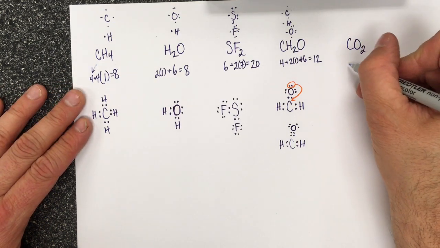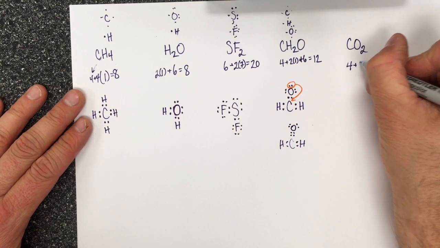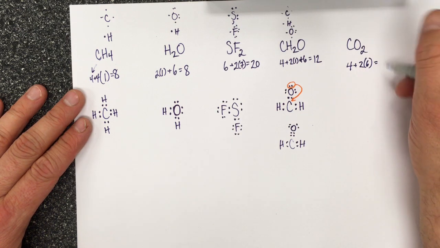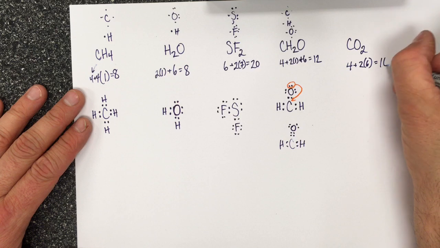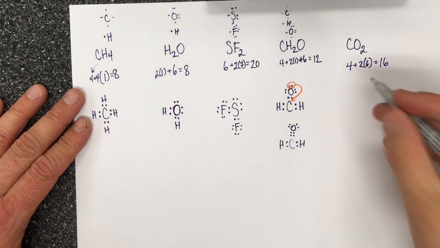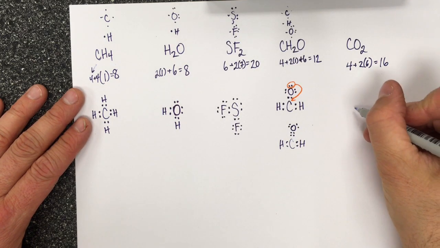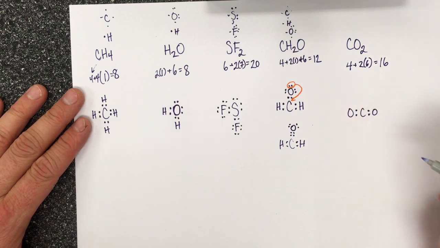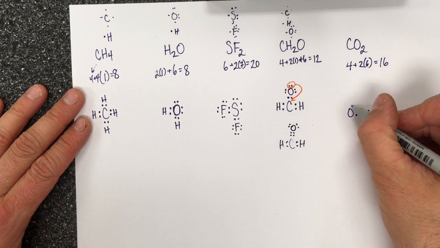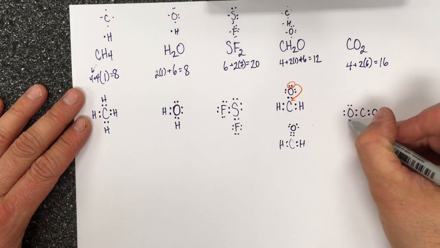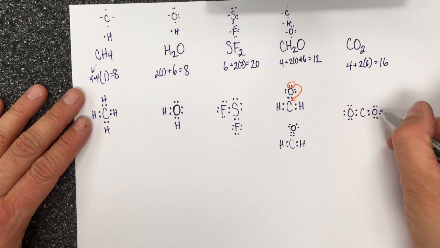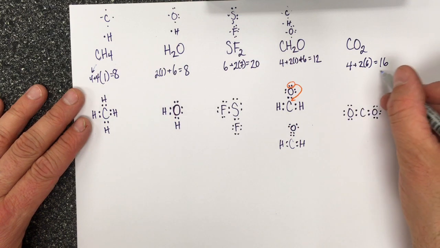Carbon dioxide: carbon has 4 plus 2 times 6 for oxygen, which is equal to 16 valence electrons. Carbon is still my central atom. I'm going to bond it to oxygen. I'm going to bond it to oxygen. I fill up the octet. 1, 2, 3, 4, 5, 6. 1, 2, 3, 4, 5, 6. 8 plus 8 is 16.